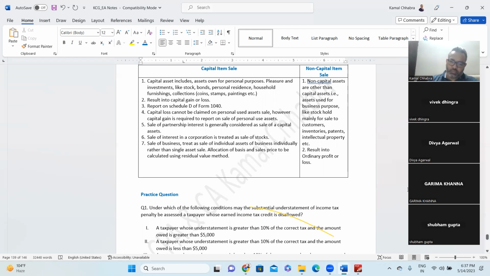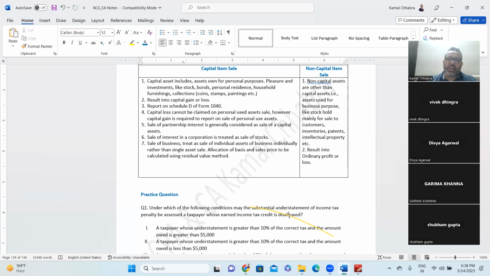S corporation and C corporation, right? Any sale of interest in a corporation is considered a sale of shares. Stocks mean shares, right? Seventh, the sale of a business is treated as a sale of the individual assets of the business.